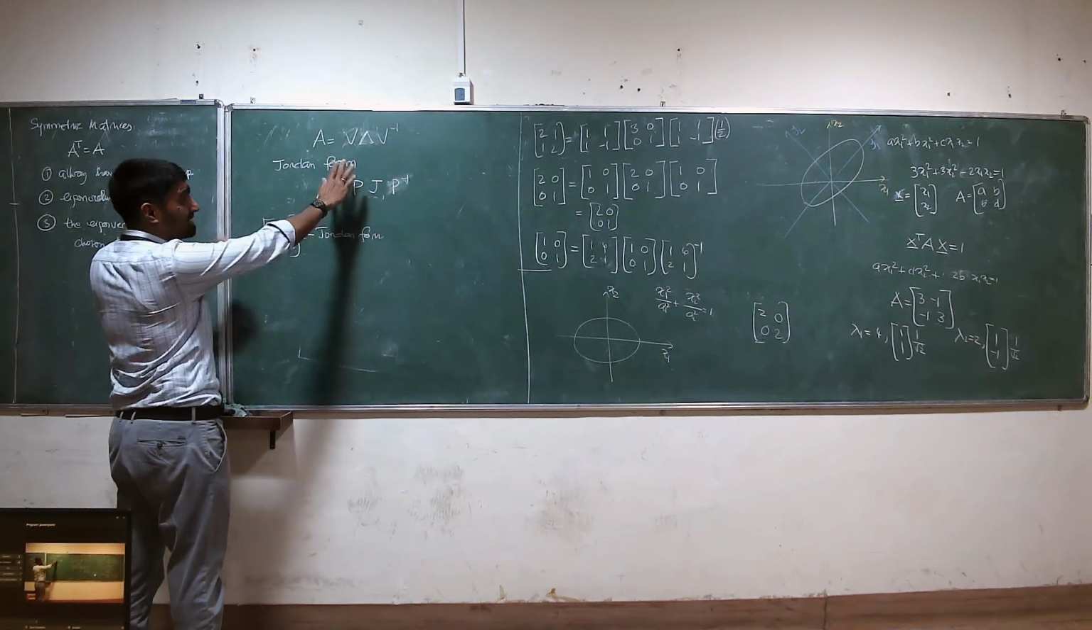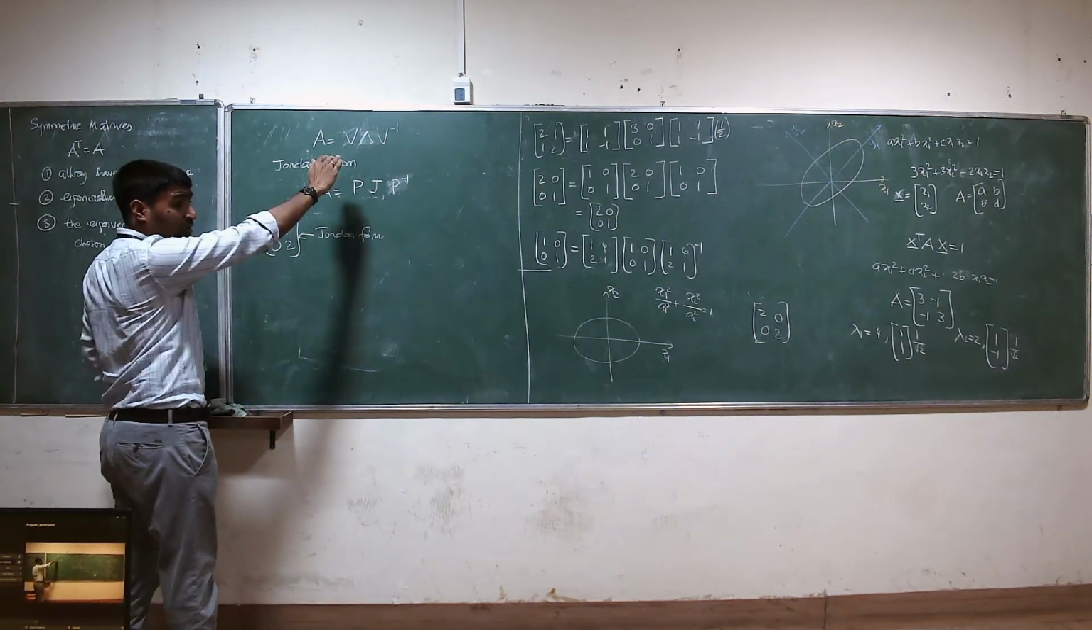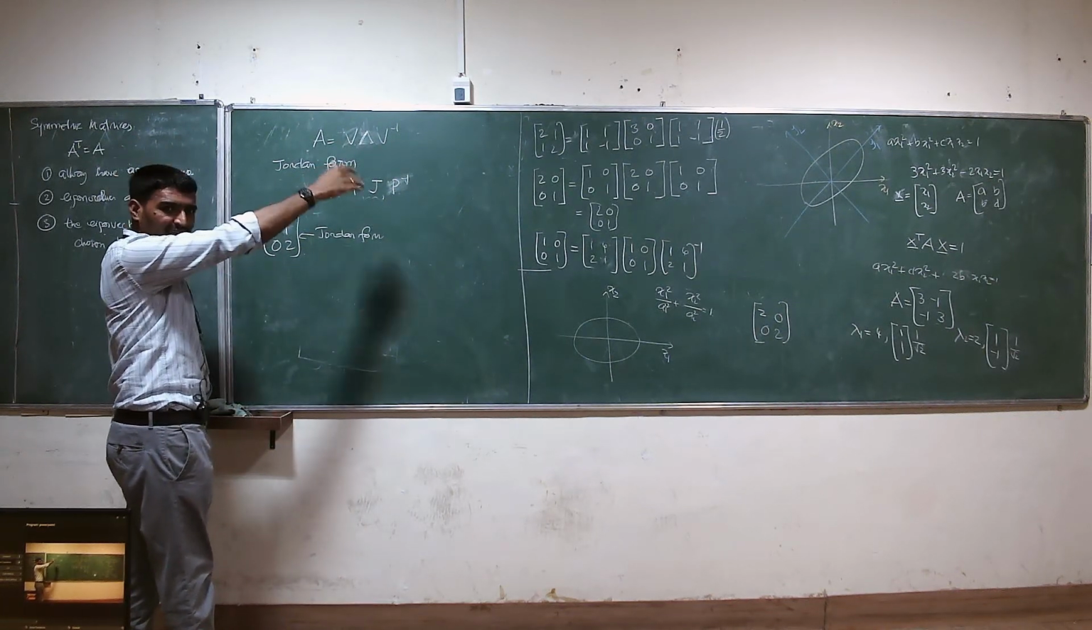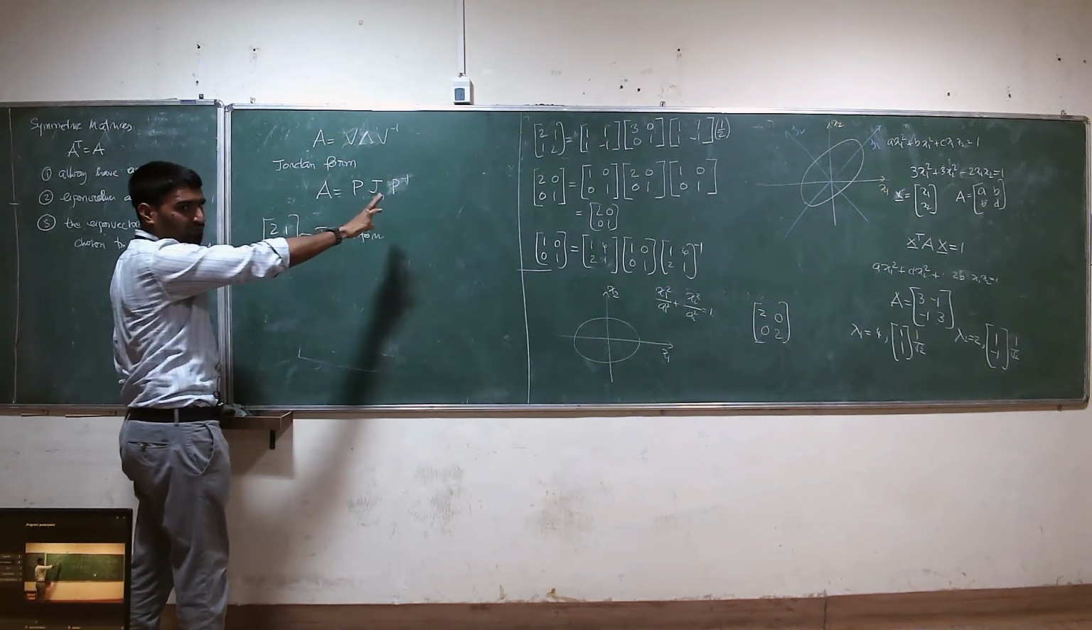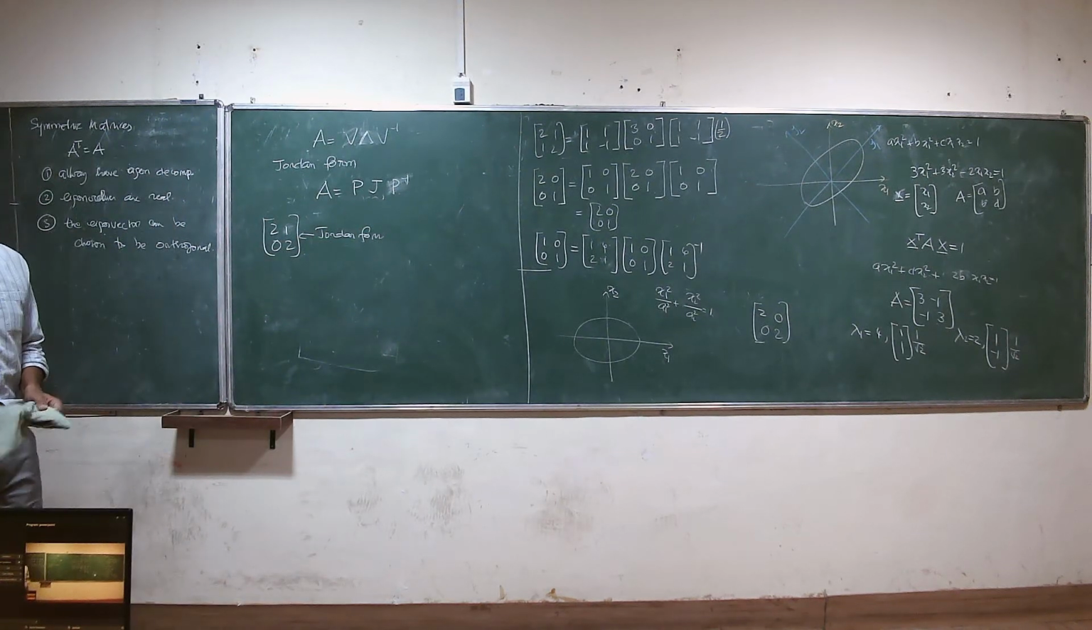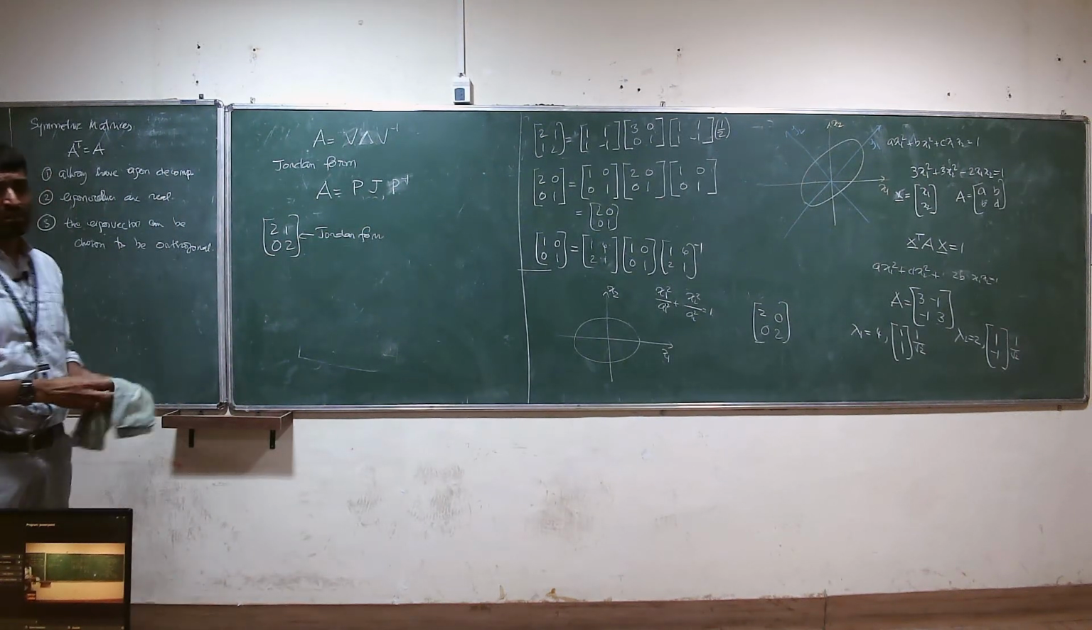Simply remember that there are matrices which you cannot diagonalize, and the best you can do is the Jordan form. All right, that's all I wanted to say about this module.